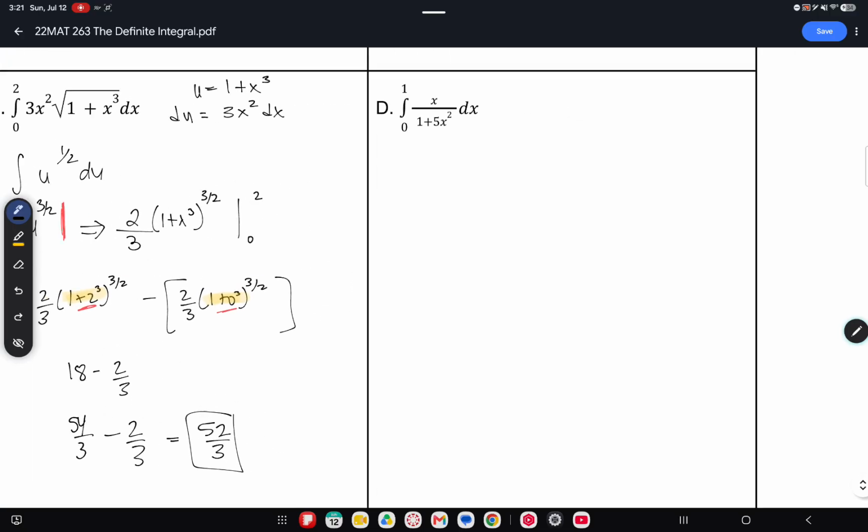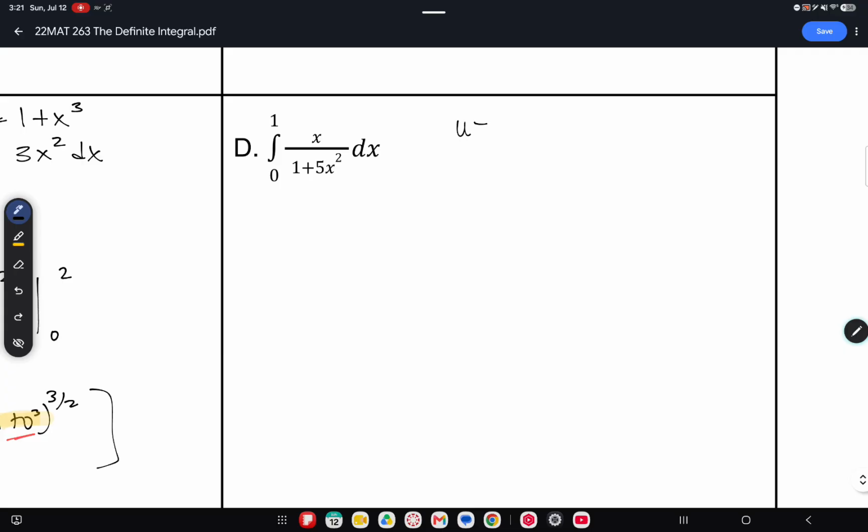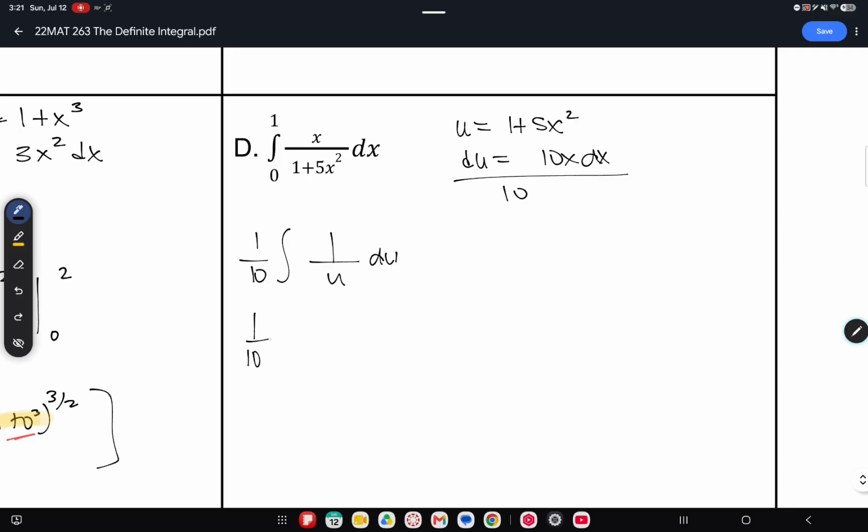Let's see what this one does. I'm hoping this doesn't give me a trig thing. Let's see, u is 1 plus 5x squared. So du is going to be 10x dx, so I just have to divide by 10. And then I'm looking at an integral of 1 over u du. So that's going to give me 1/10 natural log of u. And if I made new bounds, I could evaluate it. I'm going to put it in its original variable. So natural log at absolute value of 1 plus 5x squared.